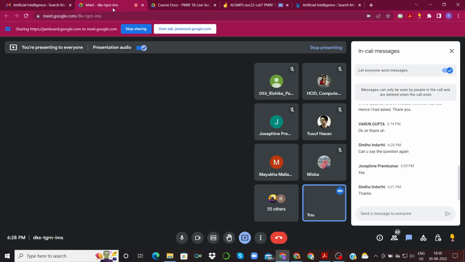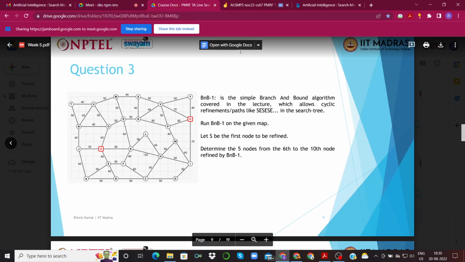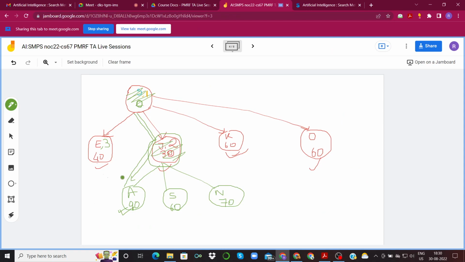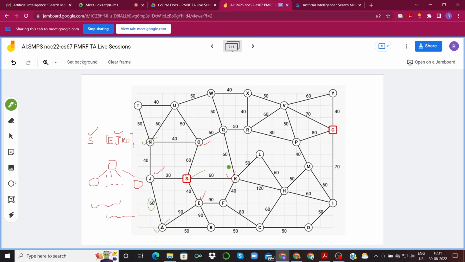Okay, so was the answer clear? Okay, so we already have an answer, so that's great. We'll have a look at the answer soon. Was it clear until this point, until refining E as the third? Yes, it's clear. Okay, great.